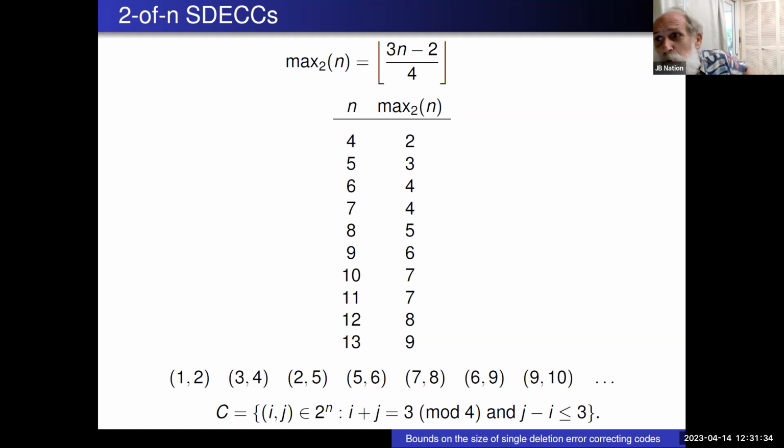You just keep adding 4. So you're getting 3 out of every 4 numbers. That's the 3n over 4. With a little adjustment for how you start, that's 3n minus 2. That's too easy. So all we've got to do is show that (3n minus 2) over 4 is an upper bound. And I want to sketch that because we're going to do arguments like it, except we're not going to do them like it because they're way harder, but the principles are the same.